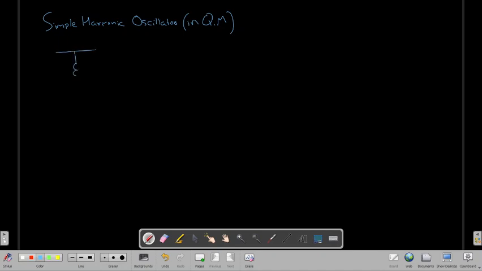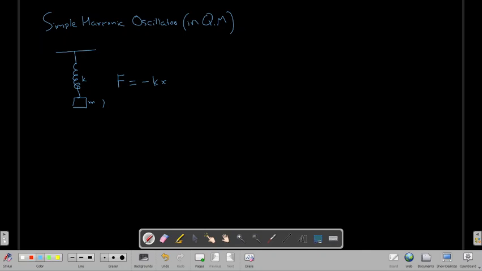Simple harmonic motion can be approximated with a spring and a mass system. This mass will oscillate and perform simple harmonic oscillation. K is the spring constant and m is the mass of this particle. We approximate the force as F is equal to minus Kx, where K is the spring constant, x is the displacement of the particle, and F is the force acting on it.